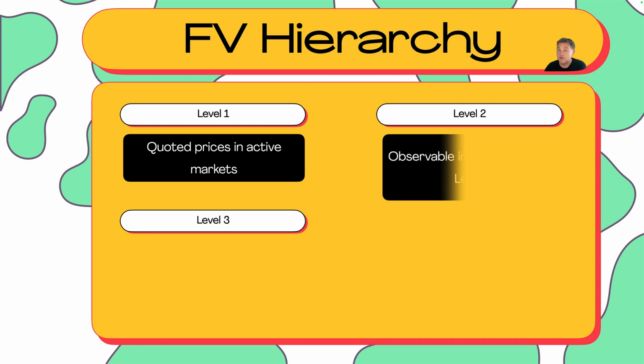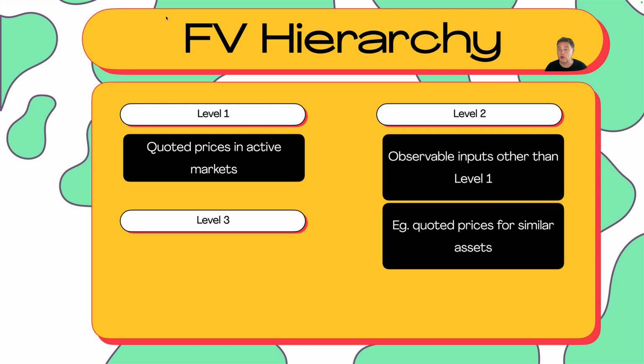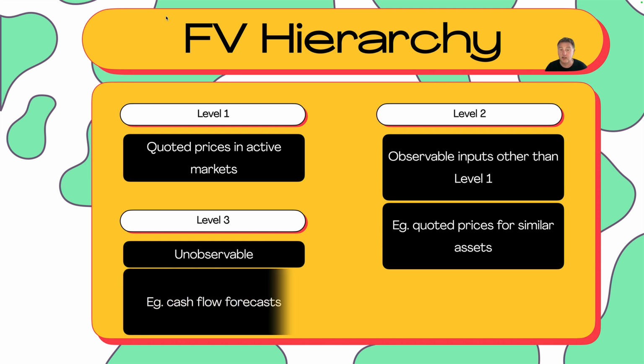If you haven't got one of those, you would ask, is there anything else I can look at? Anything else that's observable, that's not level 1, that's not in an active market? And an example of that would be quoted prices for similar assets. So not this exact table, but a similar one. And finally, ones you can't observe, you can't go look for, so you've got to make it up yourself, like a cash flow forecast. How much cash does this table bring me in? Probably nothing. But anyway, there you go.